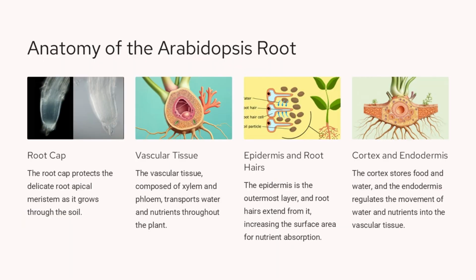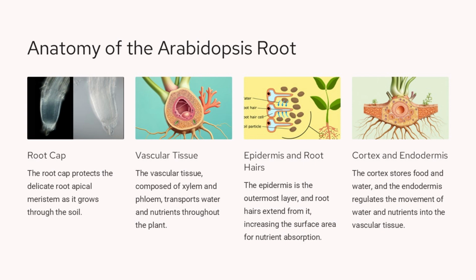The Arabidopsis root is a fascinating structure, with several key components that work together to support the plant's growth and development. The root cap at the tip protects the delicate root apical meristem as it pushes through the soil. The vascular tissue, made up of xylem and phloem, is responsible for transporting water and nutrients throughout the plant.